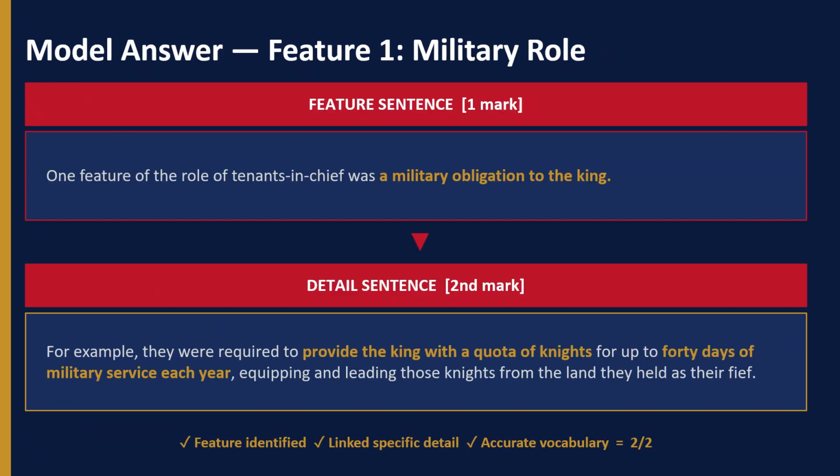So let's look at an example of feature 1, and I'm going to look at the military role. So my feature sentence will say, one feature of the role of tenants-in-chief was a military obligation to the king. Now I'm going to add my detailed sentence. For example, they were required to provide the king with a quota of knights for up to 40 days of military service each year, equipping and leading those knights from the lands they held as their fief. Why this works is that it's precise, specific, and tightly linked. The 40 days, the quota, and the fief, these are all the kind of details the examiners will like.